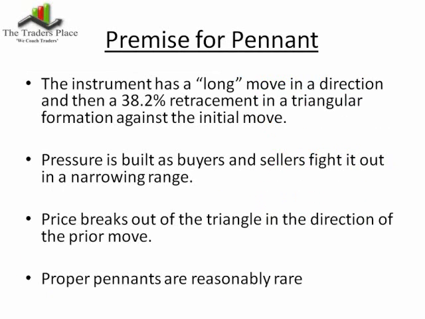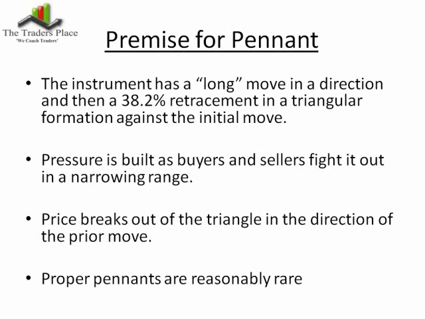Okay, we're going to move on to the pennants now. This is a chart pattern that actually does show pressure. The instrument has a long move, similar to the flag, in a direction, then it pulls back 38.2%, but it forms a triangular shape. So when you draw your upper and lower trend lines, they actually start making a point, and that has to be against the initial upward move.